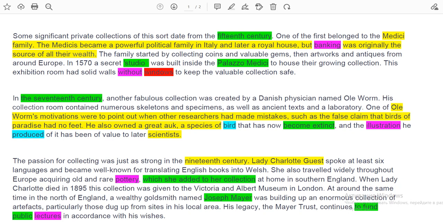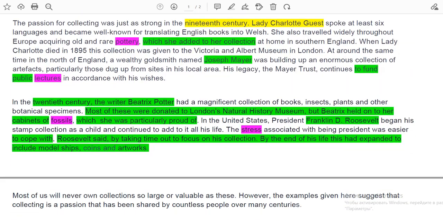15th century is our keyword. Then Medici family. The Medicis became a powerful political family in Italy and later a royal house, but banking was originally the source of all their wealth. Banking, politics and the idea of a royal house might be tempting, but the source of the family's wealth was banking.